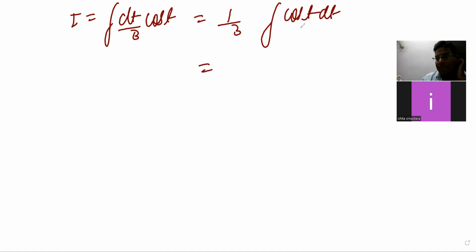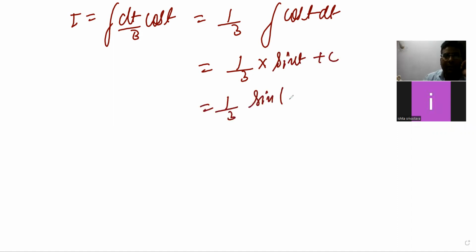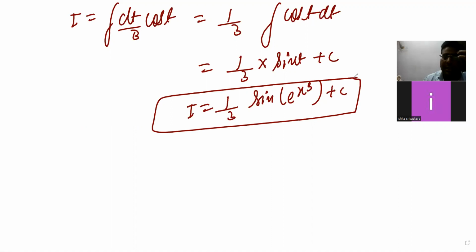So as we know the integration of cos, the formula is sine, right? So it will be sine of t. So put the value of t. So it is 1 upon 3 sine of e raised to x cube plus c. So it is equal to I. So this will be the answer for that. Understood?